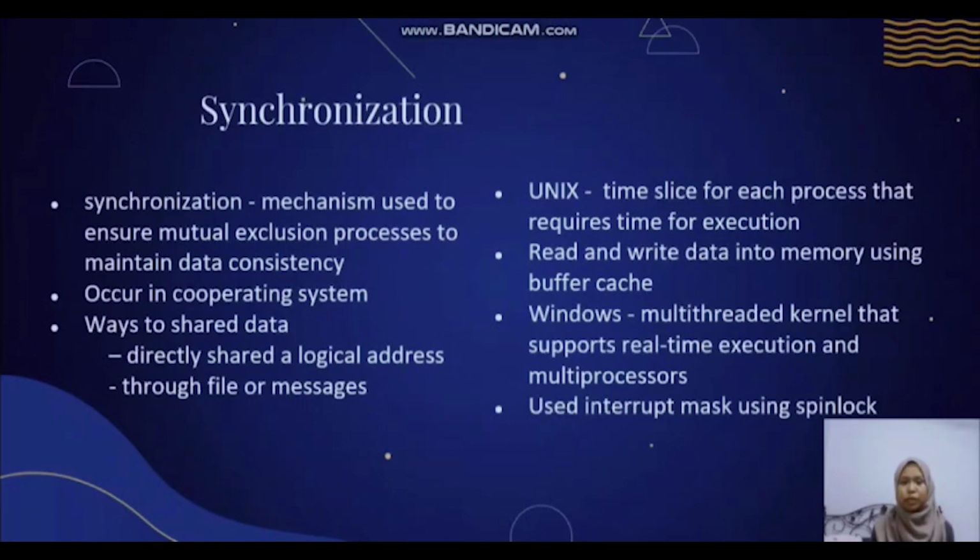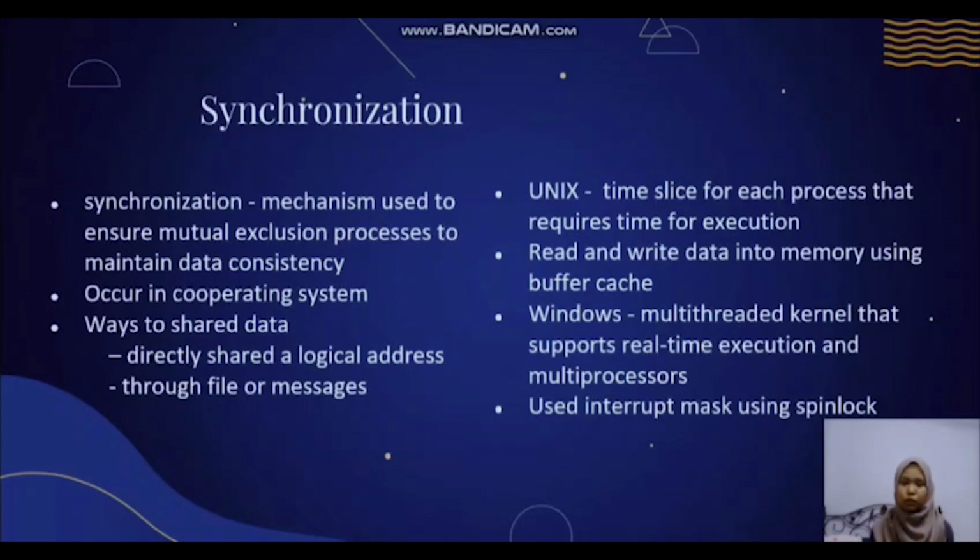Synchronization is a mechanism used to ensure mutual exclusion of processes to maintain data consistency, and it occurs in cooperating processes. Cooperating processes are processes that execute on the same shared data at one time, and the execution can affect other processes. There are two ways to share data. One, it can share data through files and messages, and the other one, it can directly share a logical address space.